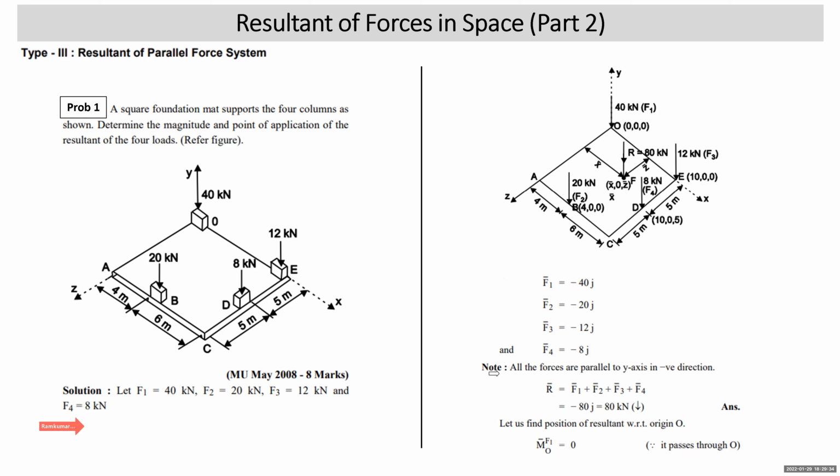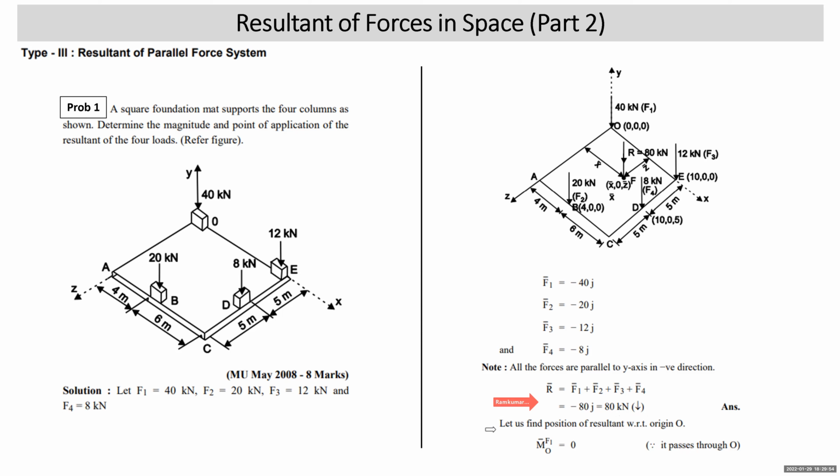Resultant force will be equal to F1 bar plus F2 bar plus F3 bar plus F4 bar. All are parallel to the y-axis, so we simply add them up and get the resultant as minus 80j. That means 80 kilonewton, vertically down, parallel to the y-axis in the negative direction.